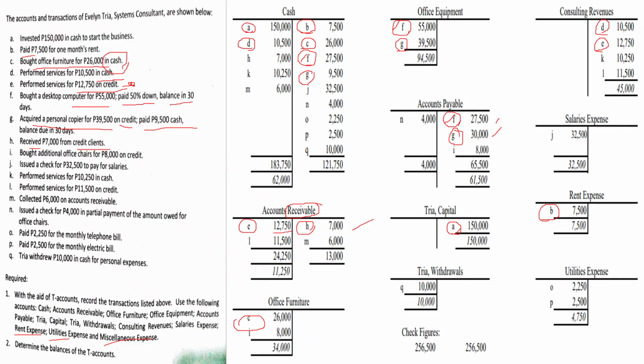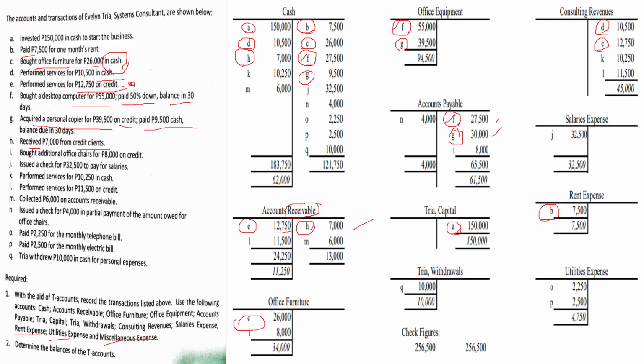Now, when we collect, that means we receive cash. Okay? So when we receive cash, we have an increase in cash. Now, since cash is an asset, it will be increased on the debit side. So we have letter H here, a debit of 7,000.